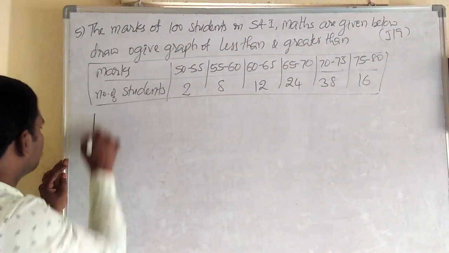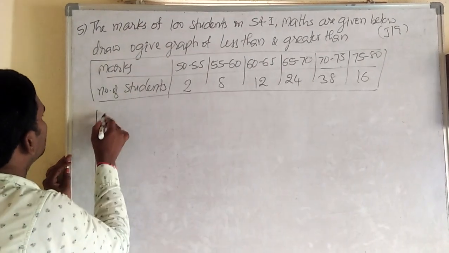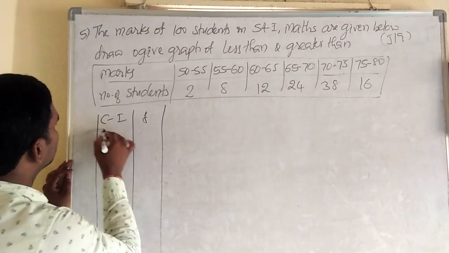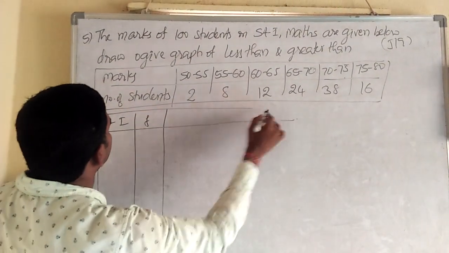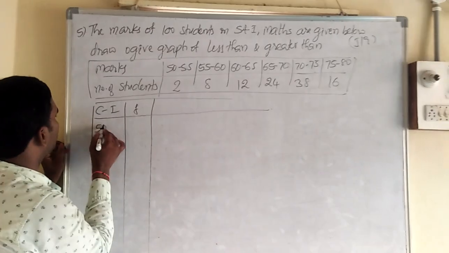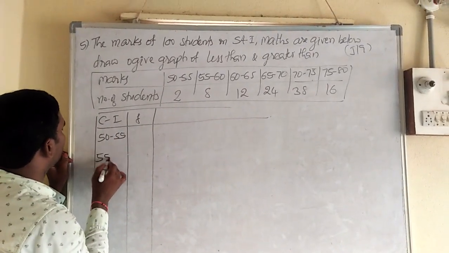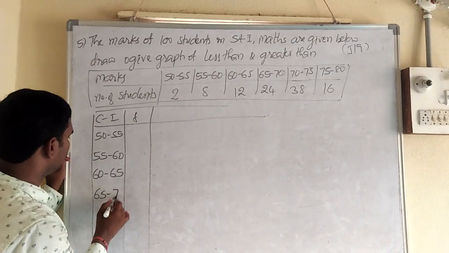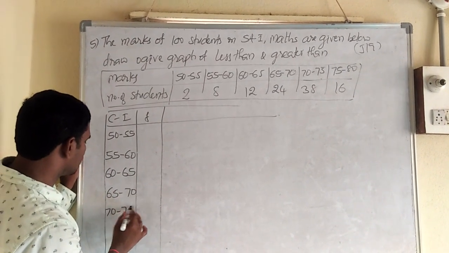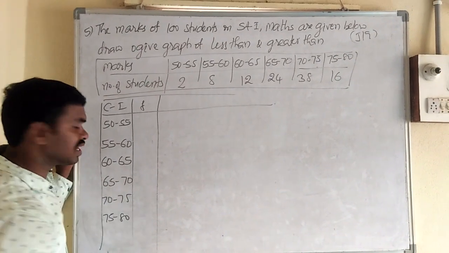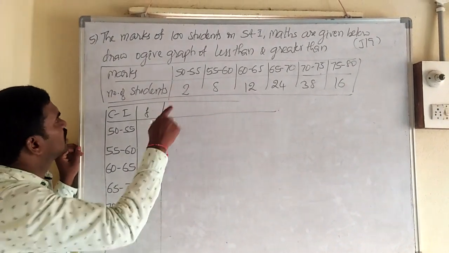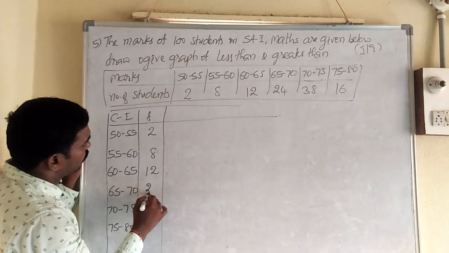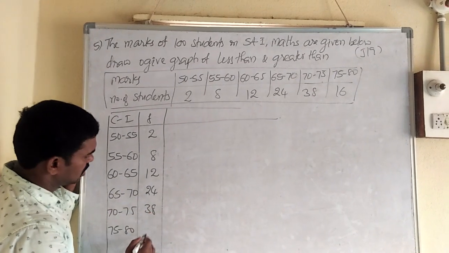So for this, draw the table. What is the first one? Class interval. What is the second one? Frequency. Now what is class interval? 50 to 55. Next 55 to 60, 60 to 65, 65 to 70, 70 to 75, 75 to 80. Next the number of students is taken as frequency: 2, 8, 12, 24, 38, 16.